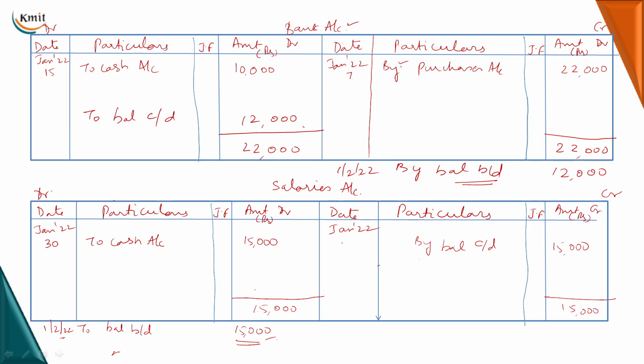So all these brought down balances or figures will be entered into the next set of books of the accounting cycle, what we call the trial balance, from which we will be preparing the financial statements, that is trading account, P&L account as well as balance sheet.